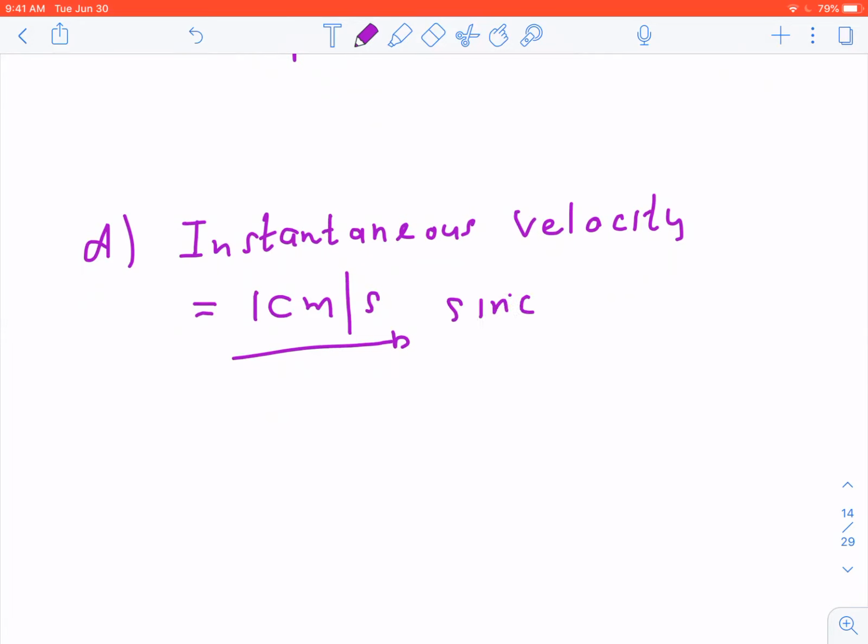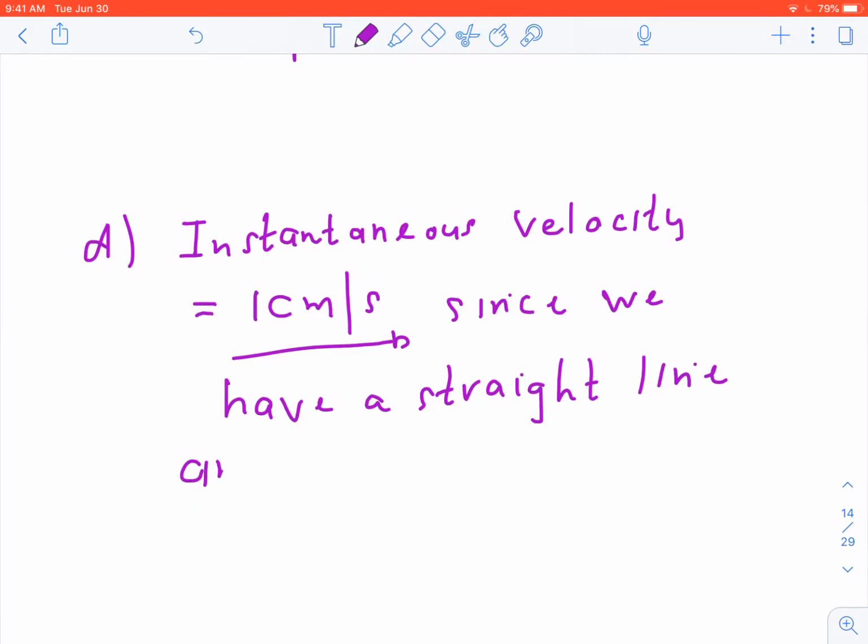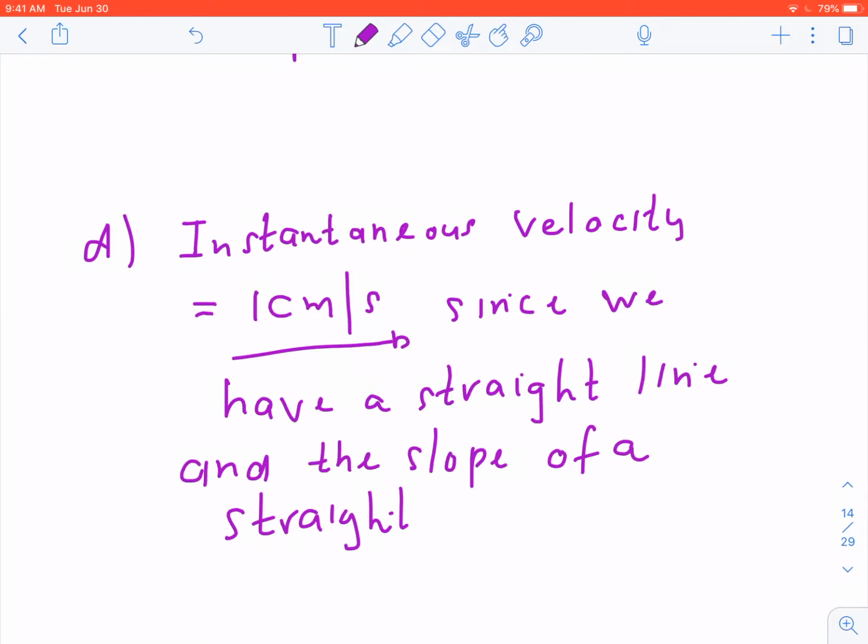Since we have a straight line, the slope of a straight line is constant on a position time graph.